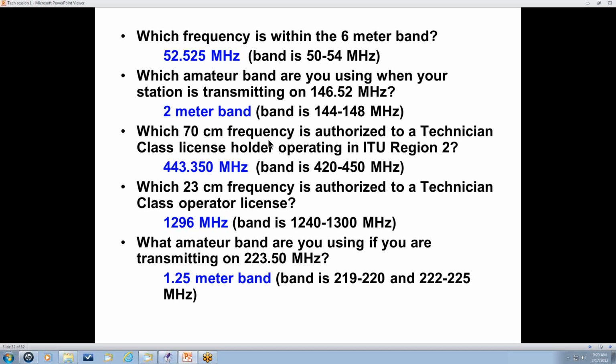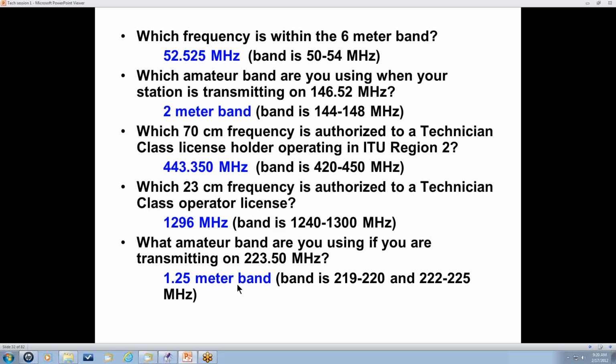Which 70-centimeter frequency is authorized to a technician class license holder operating in ITU Region 2? Well, you can't tell about the ITU Region 2 part from your chart there, and you can just ignore that in the question because everything that they refer to here is going to be Region 2. But it's the 443.35 megahertz frequency. Which 23-centimeter frequency is authorized to a technician class operator? Of the ones they give you, 1296 megahertz. The band limits are 1240 to 1300.